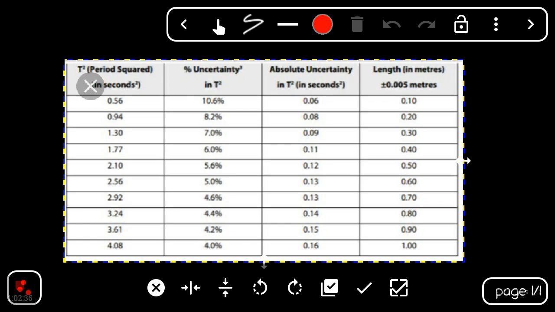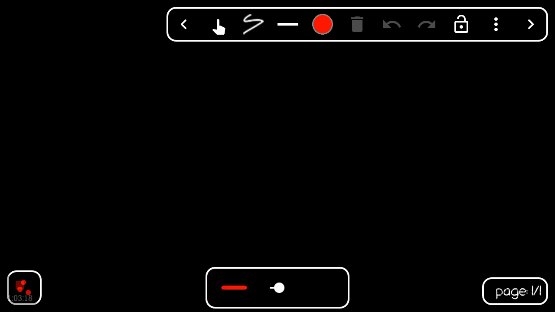0.94, 1.30, 1.77, 2.10, 2.56, 2.9, 3.24, 3.61, and 4.08, right? That's how the thing looks like. So let's go into the graph.